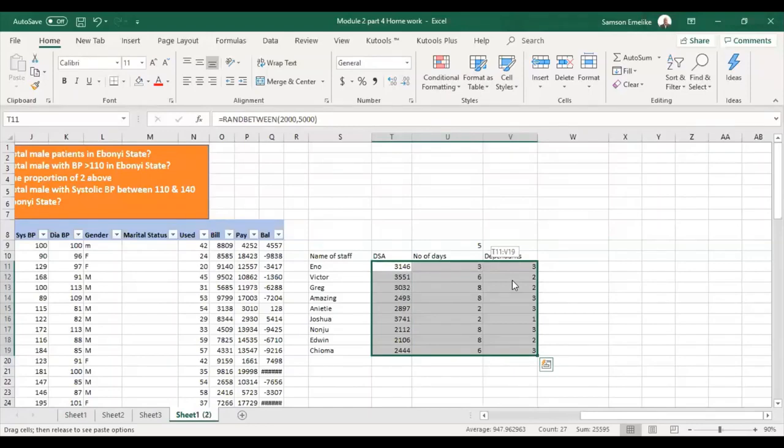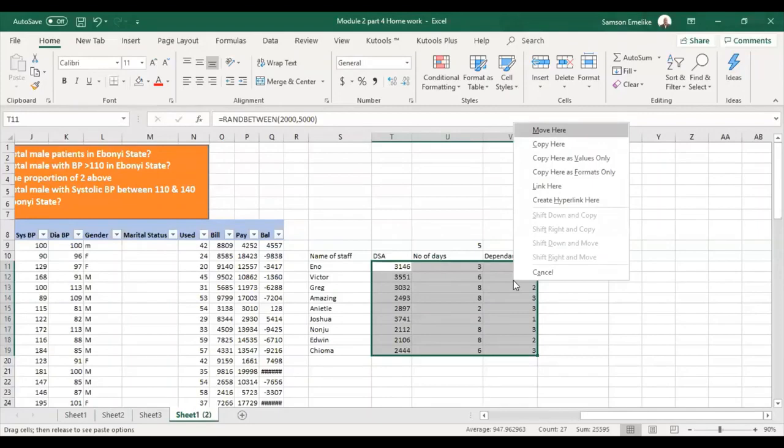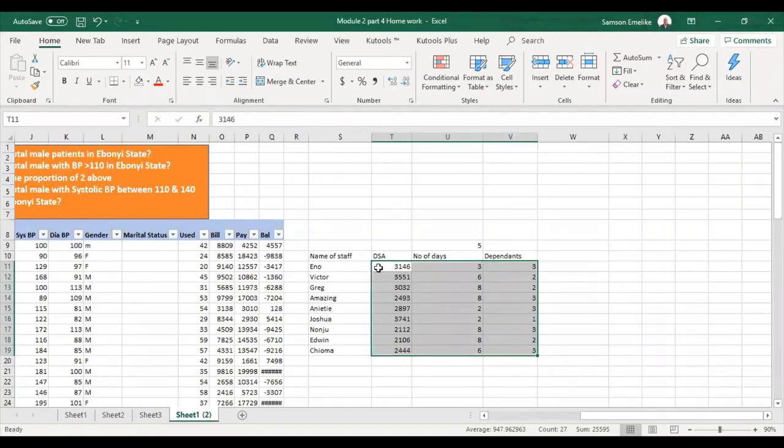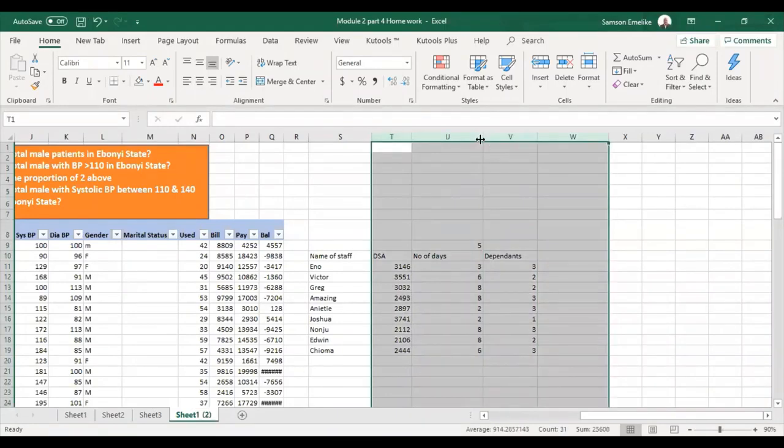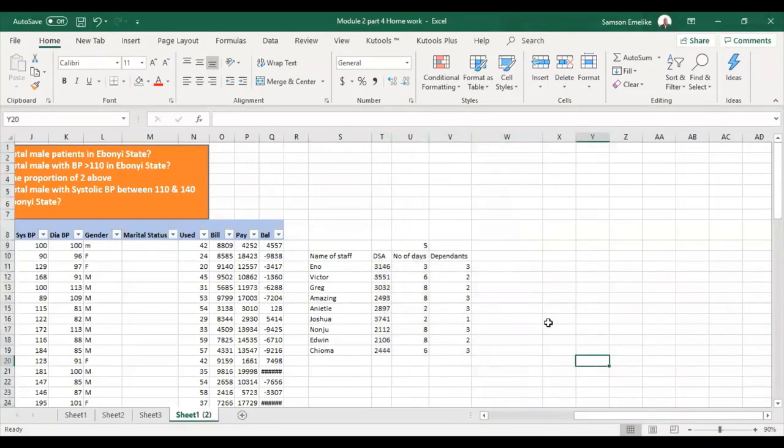And as I'm releasing my right button, this option shows. I am going to click here to paste as values only, copy here as values only. So just look at this formula bar. The moment I press here, it's no longer going to be this function, rather the numbers will change and it becomes the numbers. So these numbers will no longer change. Okay, remember our autofill. So I double click this to autofill the content.